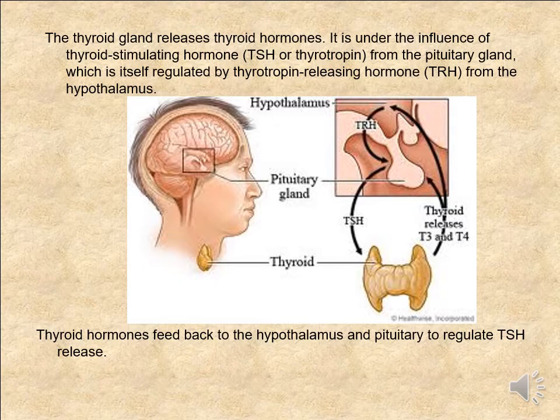So it is regulated like the suprarenal gland: the TRH from the hypothalamus stimulates the pituitary gland to secrete TSH, which goes to the thyroid gland to stimulate it to secrete T3 and T4. The thyroid hormone feeds back to the hypothalamus and pituitary to regulate TSH release. This is a negative feedback mechanism.